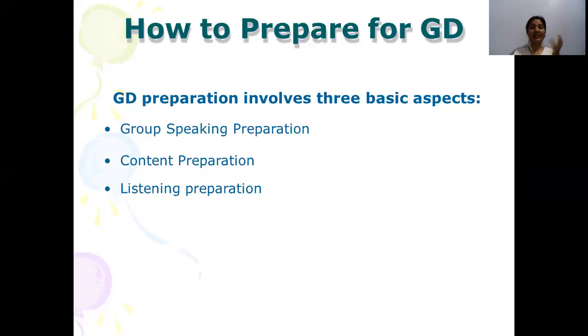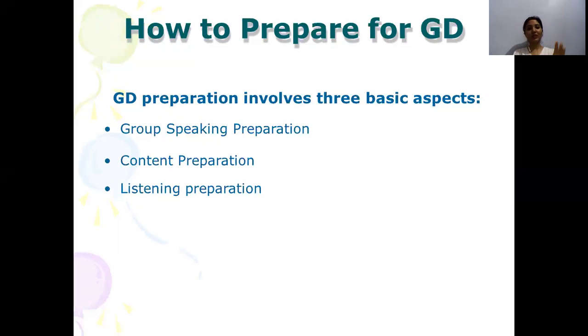So listening preparation is also important, because if you're impatient, you just got the topic and you just want to speak and speak and speak, then it shows that you are not a person who will work actively in a team. Because to work in a team, it requires how well you're listening to other team players as well. If you are not listening to other team players, then it will be of no use, absolutely of no use.